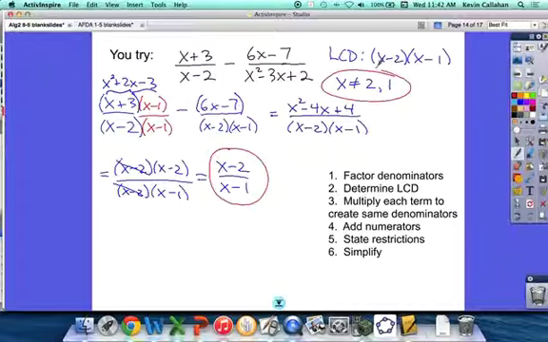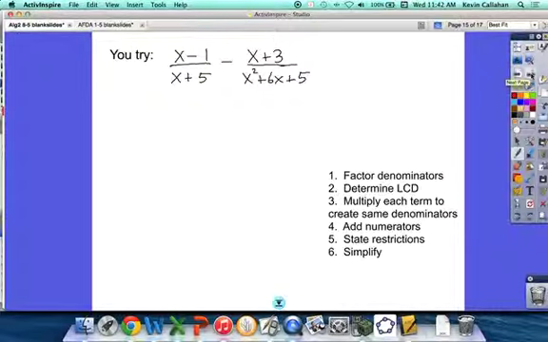Okay, next. Another example of a subtract. The first step is to factor the denominators. I'm going to leave myself some space because I can be pretty sure that I'm multiplying this fraction by something. It'll be minus x plus 3 divided by x squared plus 6x plus 5.